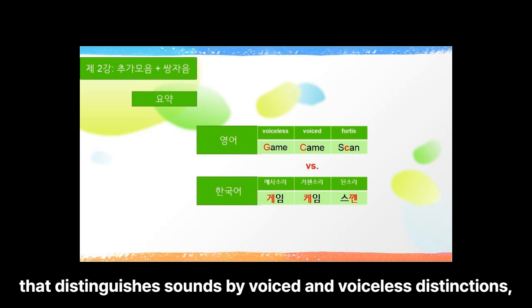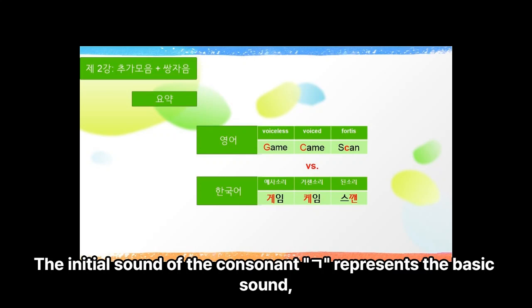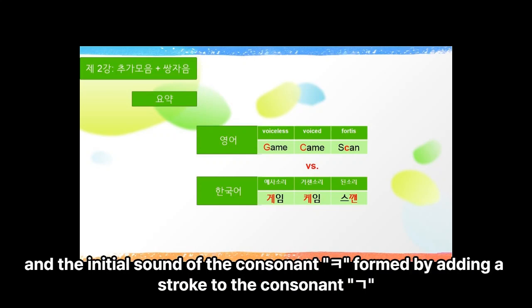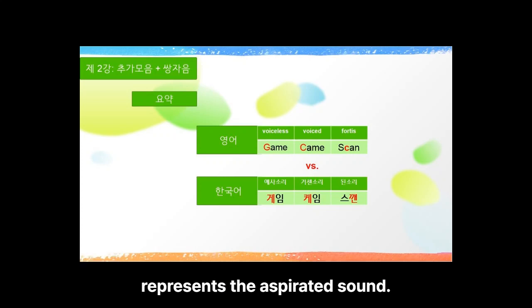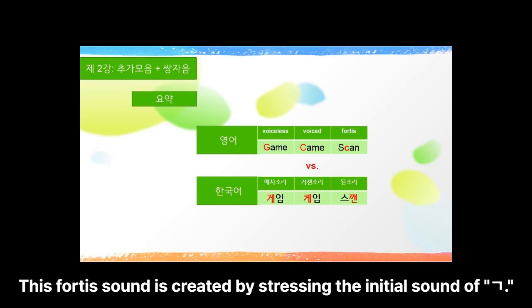To summarize the information we have reviewed so far, unlike the English phonemic system that distinguishes sounds by voiced and voiceless distinctions, Korean differentiates consonant sounds through basic sounds, aspirated sounds, and fortis sounds. The initial sound of the consonant, gyok, represents the basic sound, and the initial sound of the consonant, kiuk, formed by adding a stroke to the consonant, gyok, represents the aspirated sound. Additionally, the initial sound of the consonant, songyok, represents the fortis sound.